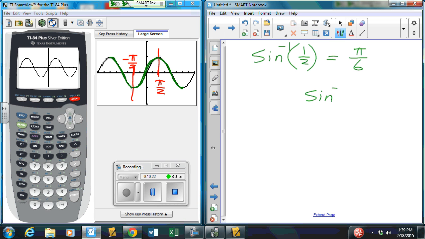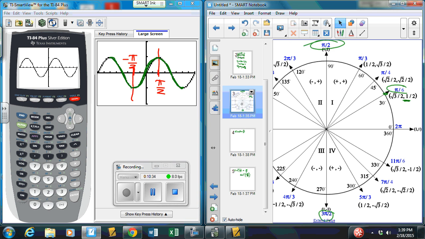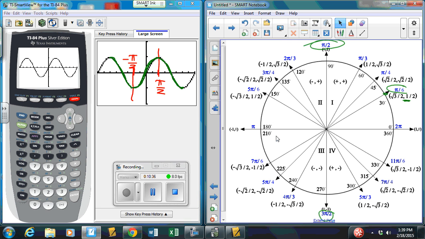Okay, here's another one for you. Sine inverse of negative root 2 over 2. And you know this one. Raise your hand. Okay, Kyle, what do you think? Kyle said 5 pi fourths. Let me ask you this. Is 5 pi fourths between negative pi halves and positive pi halves? It's 7 pi fourths. Okay, what did you say, Kate?